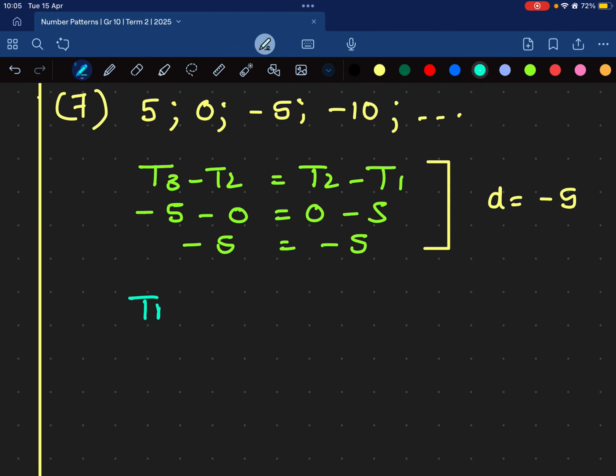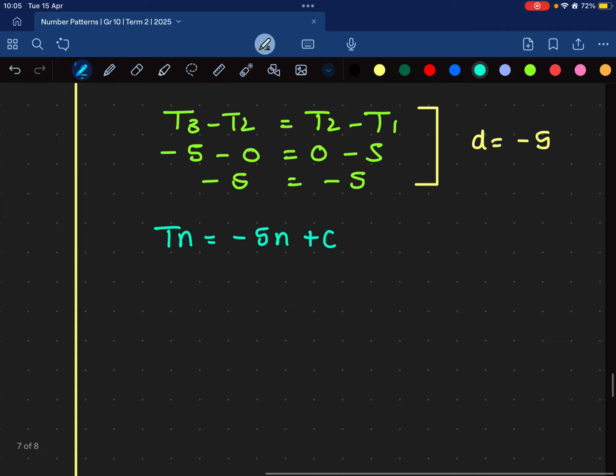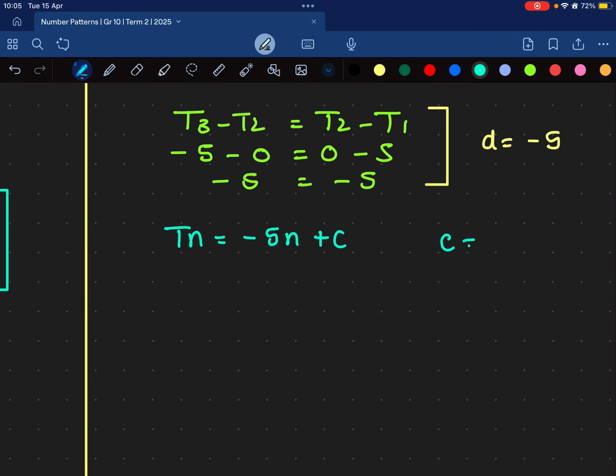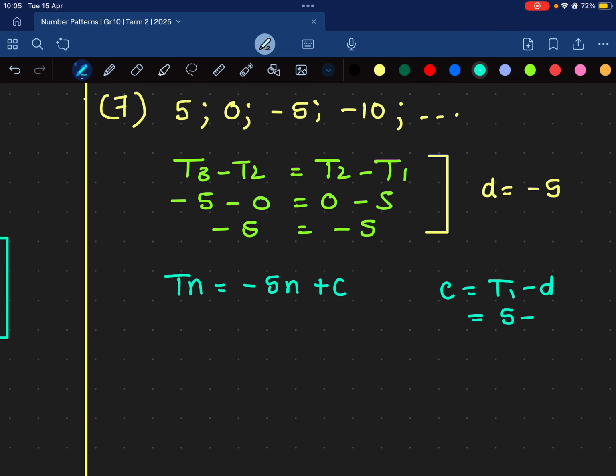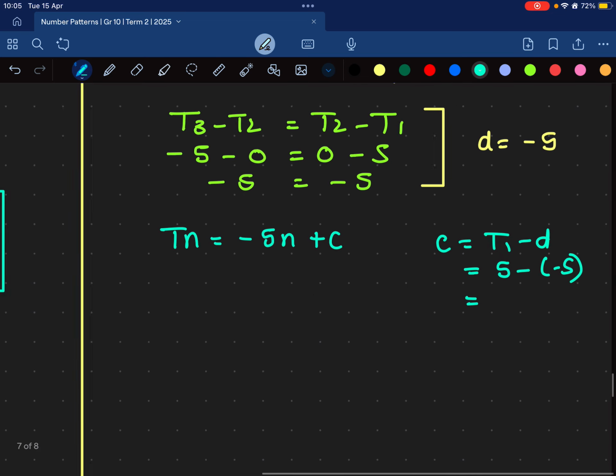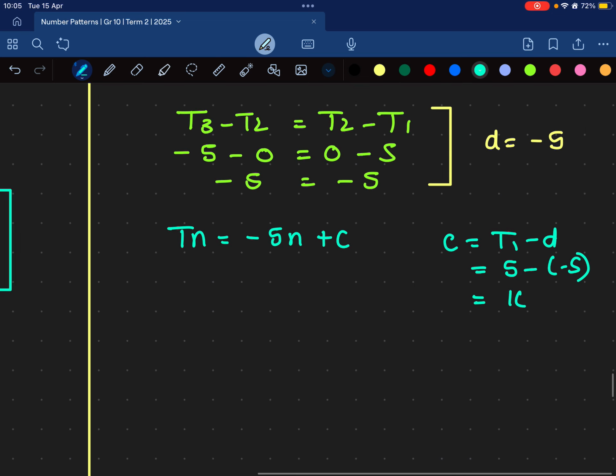So Tn is equal to negative 5n plus c. Okay, I'll use both methods. So the first thing I'll say is, well, c is equal to T1 minus d. Term 1 is 5 minus the difference, which is negative 5. So 5 plus 5 is going to be 10, which means that Tn is equal to negative 5n plus 10.